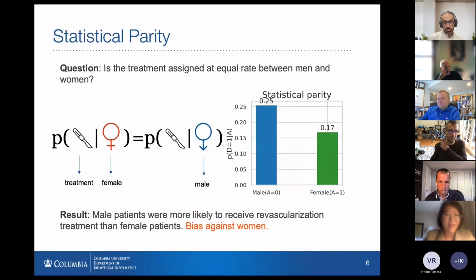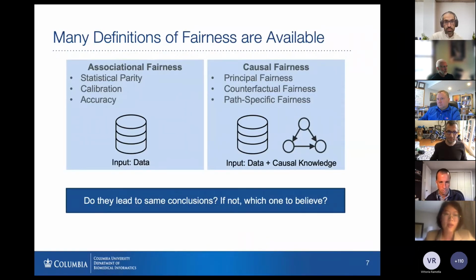However, some people may not agree. They ask, what if men are at higher risk of having cardiovascular disease than women? In other words, this metric is not good. So in the literature, there are many ways of defining fairness. I will show you a few more.